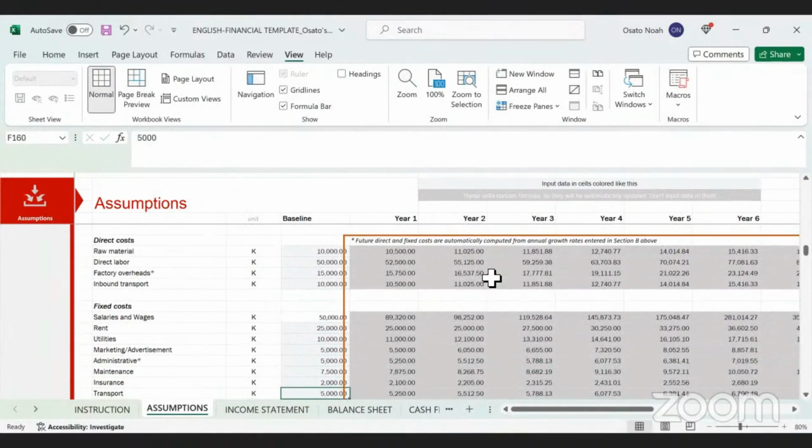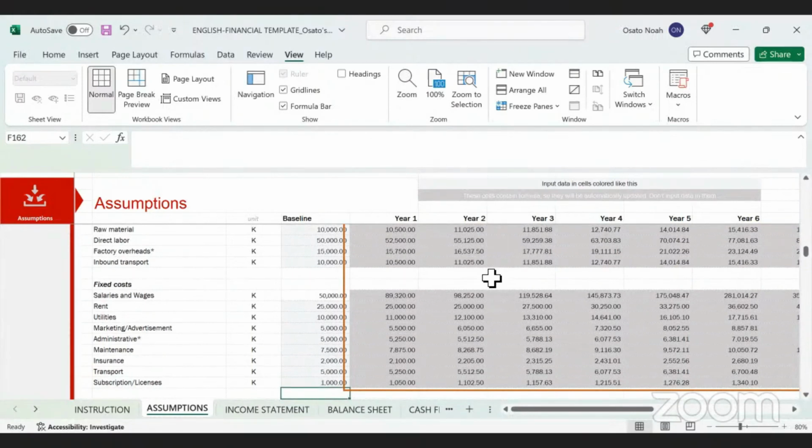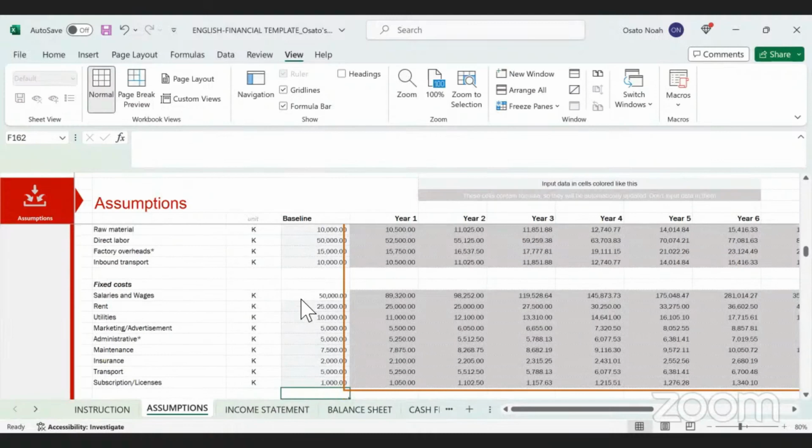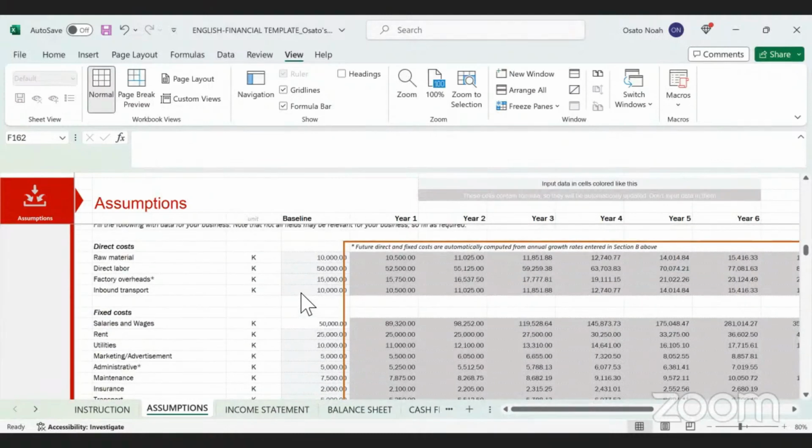Then our fixed costs. Now fixed costs are those costs that are not variable. The direct costs are variable costs. The fixed costs are those costs you will incur whether you are producing 50 or 100, or whatever, it will always be a cost that you will bear. But you see, the quantity of raw material you need to produce 50,000 or 40,000 of the bags may not be the same thing in terms of raw materials.